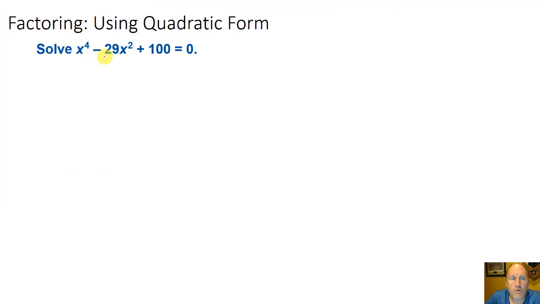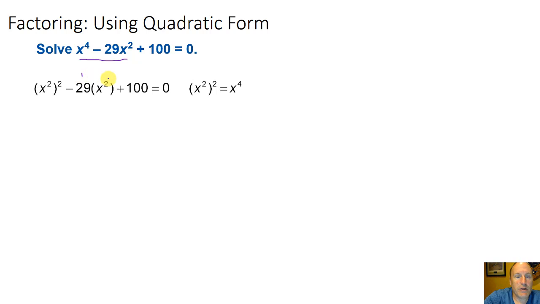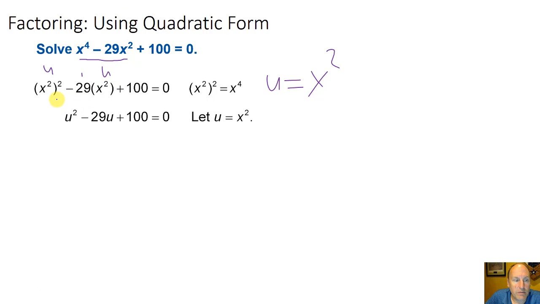If we have something like x to the 4th minus 29x squared plus 100 equals 0, there's a polynomial, and we want to find out what x values make this true. If I'm looking at my first two terms here, I've got a 4th degree and a 2nd degree, so this is a really good candidate. If I let u be equal to x squared, I can rewrite this as u squared minus 29 times u plus 100 equals 0. That's the key to this.